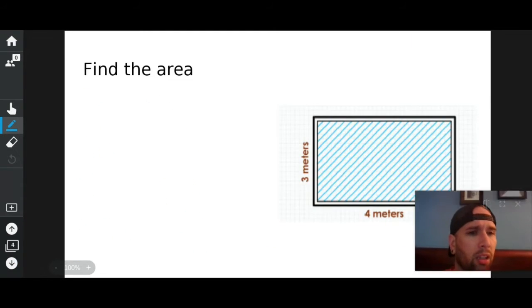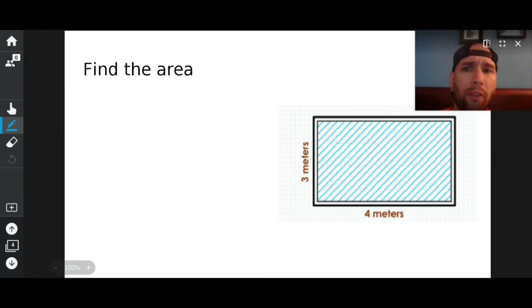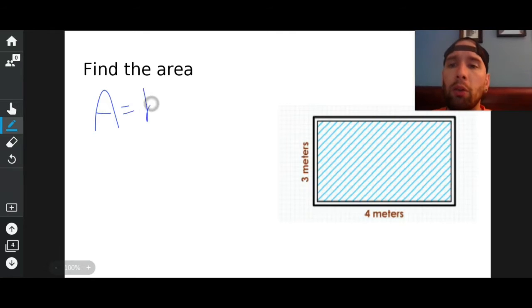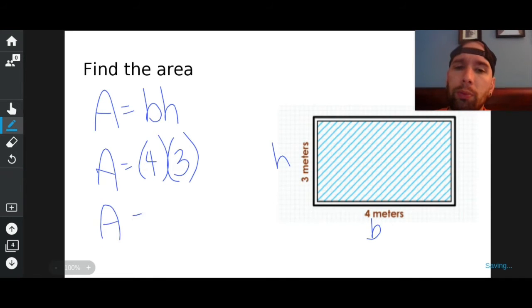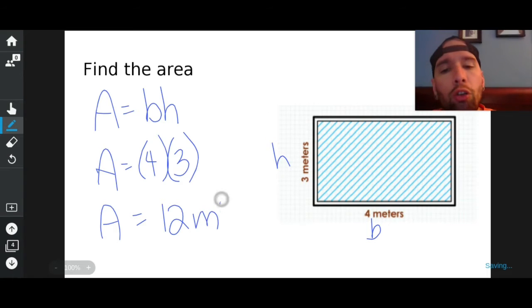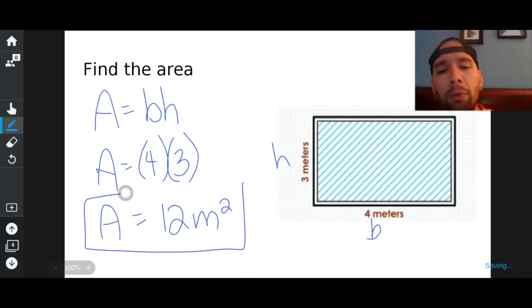What's this thing? A rectangle? How do I find the area of a rectangle? Length times width, base times height, whatever you want to do. A lot of people prefer length times width, a lot of people prefer base times height. Either way, you're just multiplying 4 and 3. So A is going to be 4 times 3, which is 12. 12 what? 12 meters squared, because I'm finding the area.